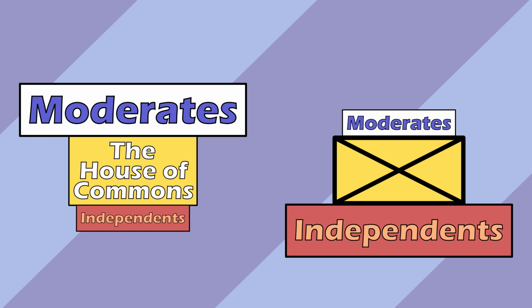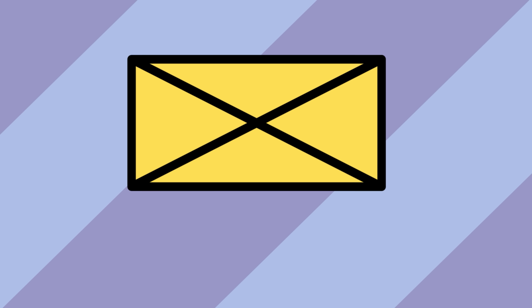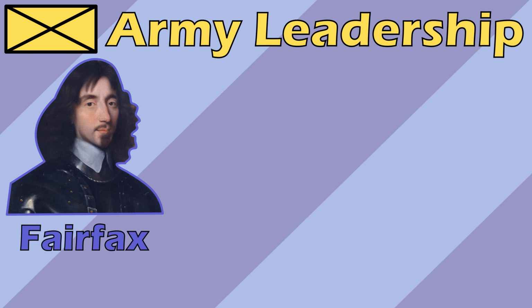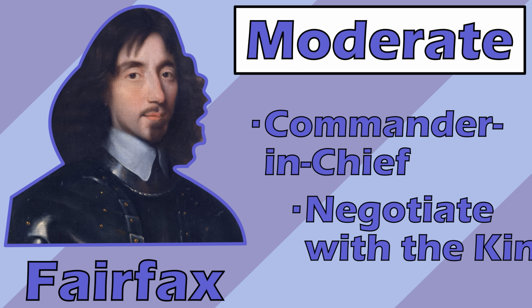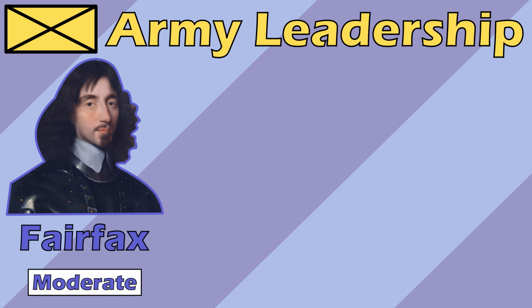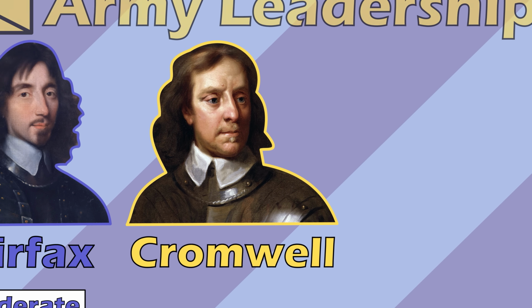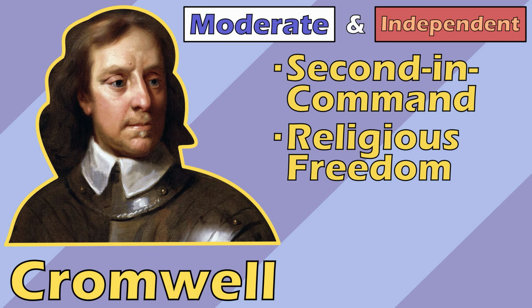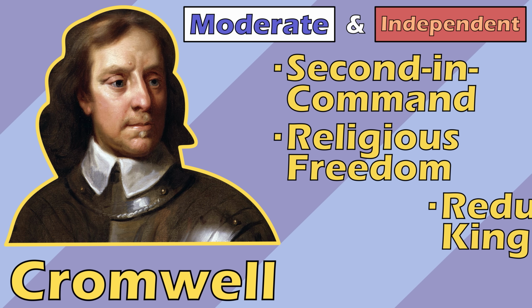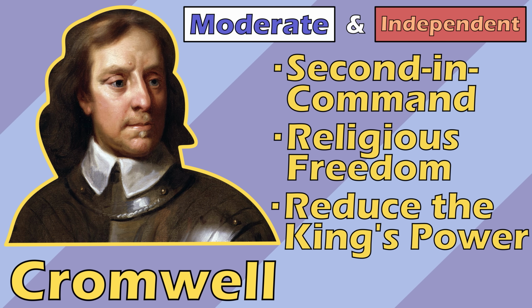But of course, there were heterodox views within each of these groups, especially within army leadership. Lord Fairfax was the commander-in-chief of the army, firmly in the moderate camp, favoring a negotiated settlement with the king. Oliver Cromwell was Fairfax's second-in-command, and kinda had a foot in each faction. He sided with the independents when it came to their radical religious reforms. He was quite religious himself, but he also sided with the moderates when it came to forcing political reforms upon the king and restoring him to the throne. Or at least that's what he had believed.